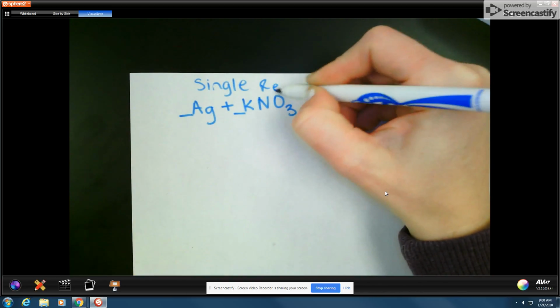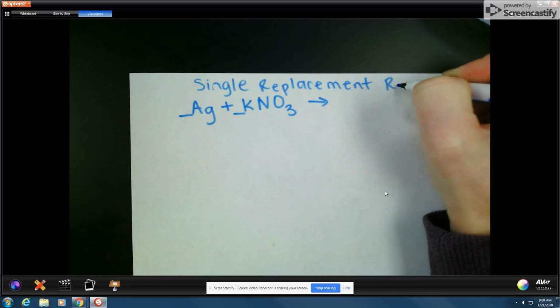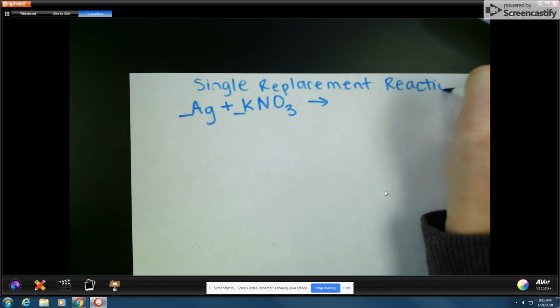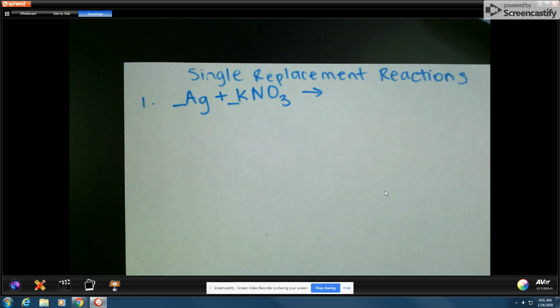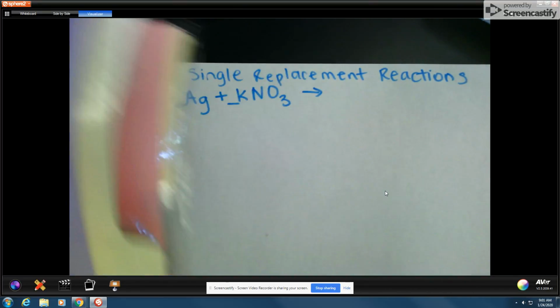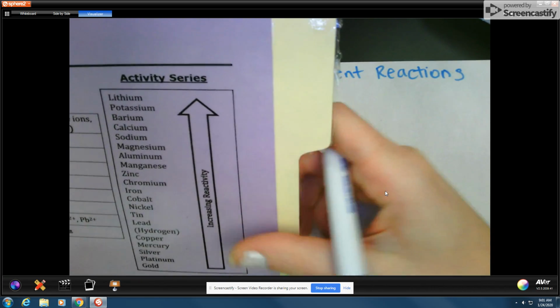In this video, I'm going to cover single replacement reactions. Now this went along with your lab, and you should have picked up the worksheet from me, and this is question number 1. I don't have the worksheet printed out, so we're just going to handwrite it. Now, in a single replacement reaction, like you saw in lab, a reaction doesn't always occur. And so with a single replacement, you have to pay attention to this activity series right here.